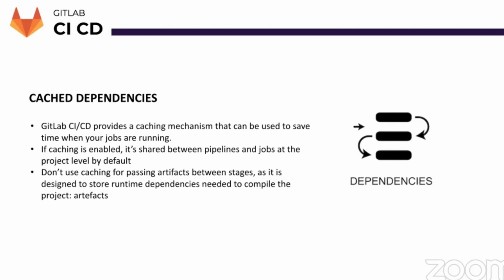So, for example, if you set a cache key by your commit branch name, all the jobs that run for the same branch will use the same cache, and that way you can be pretty much sure that you don't need to fetch all those dependencies again.